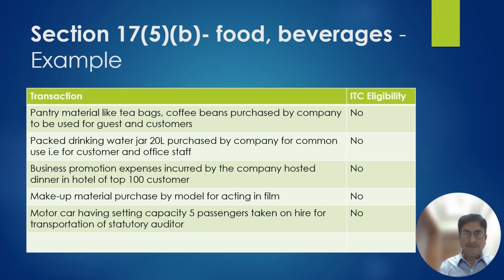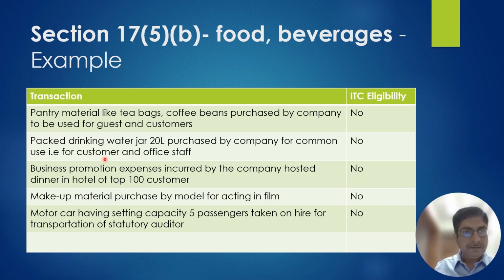Okay, see some examples. First example, pantry material purchased like tea, coffee beans, etc. to be used by the employees, customer, guest, etc. It's a food and beverages. The credit is not available. Suppose a packed drinking water, a chartered accountant's office. They purchase a packed drinking water of 20 liters jar. They consume it there itself. Therefore, the credit is not available. There is no further supply of drinking water. Therefore, the credit is not available.